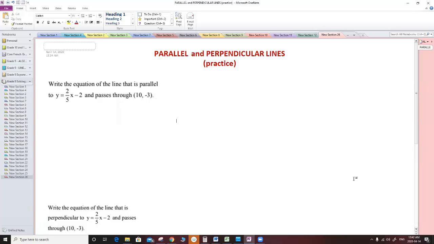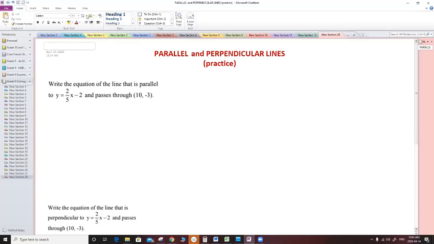Hi, grade 9. Today I would like to share with you two types of problems that you can find in any quiz related to parallel and perpendicular lines. So the first question is: write the equation of a line that is parallel to y equals 2/5x minus 2 and passes through (10, -3).